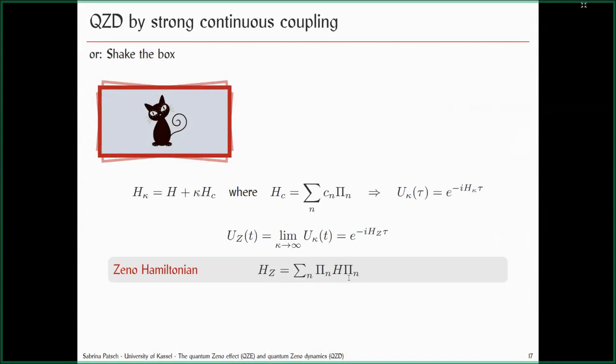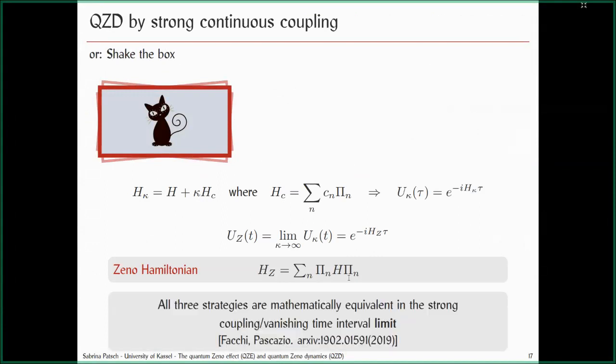And indeed, it turns out that all three methods are maybe experimentally different, but mathematically all of them are completely equivalent in the strong coupling or the vanishing time interval limit. So when I go to the limit and I really say I have infinitely strong coupling or I have a vanishing time in between two measurements, all three strategies are exactly the same. And in the paper that I reference here, they actually show that they just differ in the order they take the limits. So if they first decrease the time or decrease the coupling, it's actually all the same.